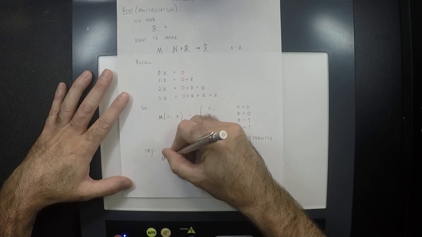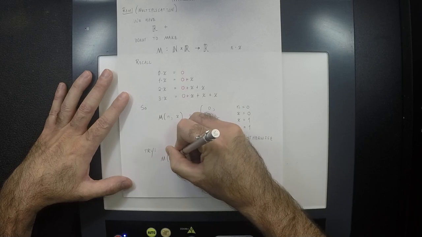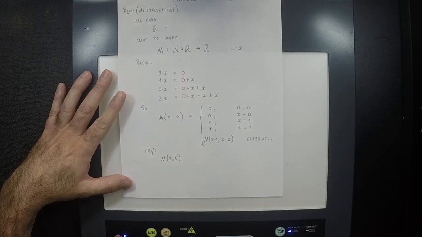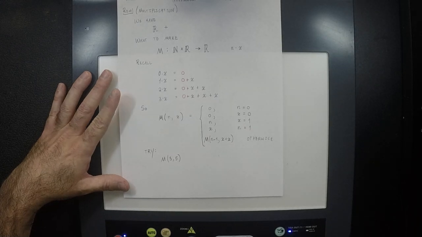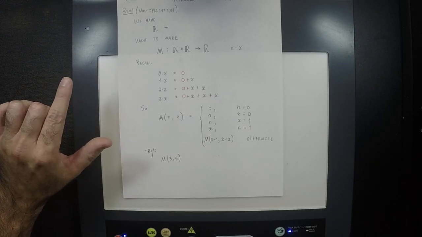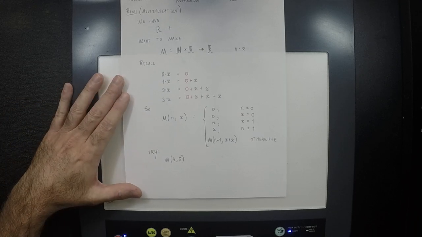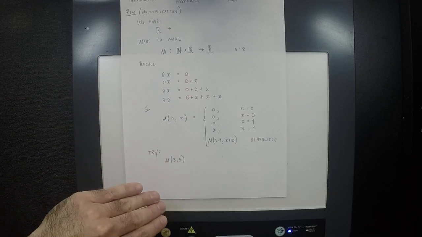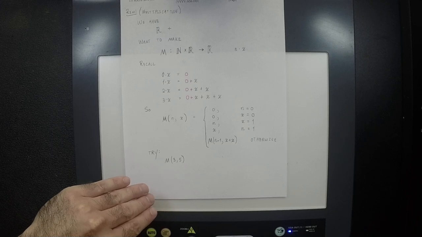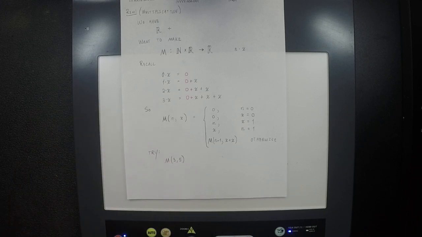So the multiplication of, say, 3 and 5. I think we can all agree that the answer is 15. Is that going to work? Yeah. Okay, so the answer is 15. I think we can all agree that the answer should be 15. Now let's follow the definition.